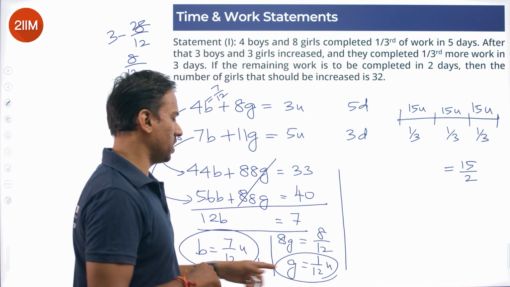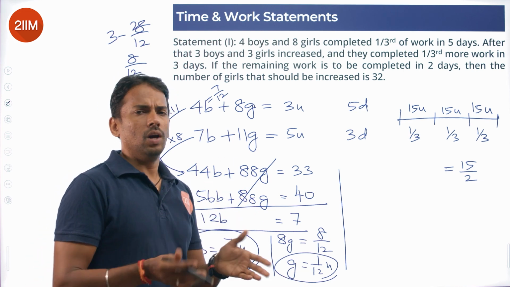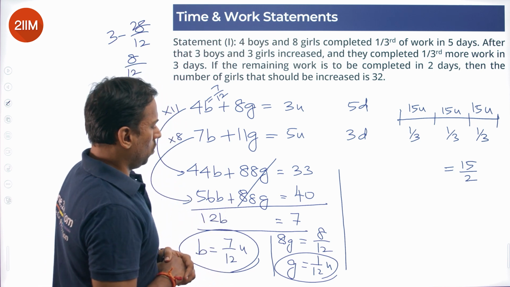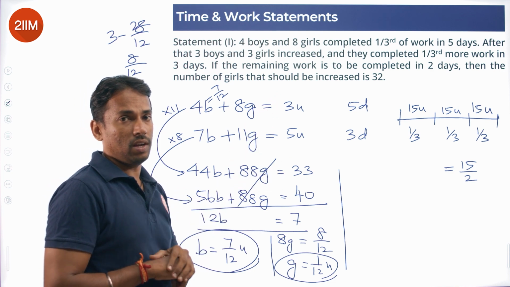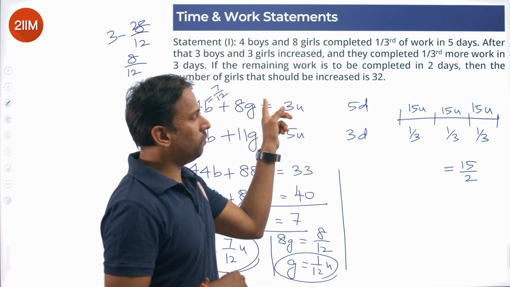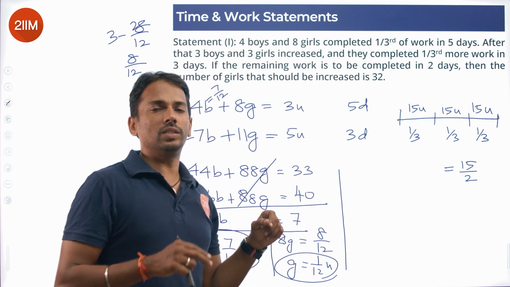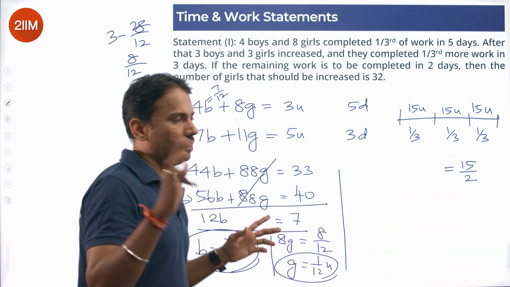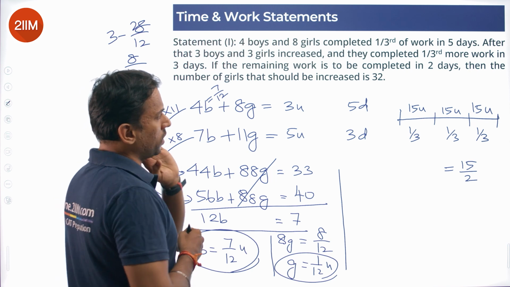Because what we are measuring here is per day units. Efficiency per day is the number of units completed per day. So here it is 3, here it is 5. By this team, it's 3. By this team, it's 5. That means there is a team which is going to complete those 15 units in 2 days, which means they are supposed to finish 15 by 2 units in 1 day.